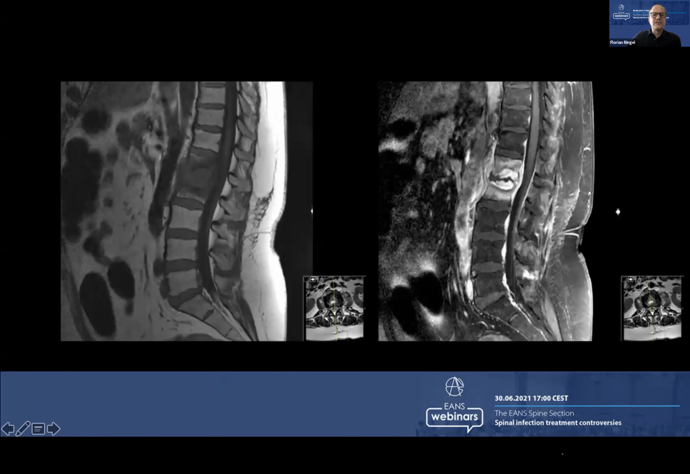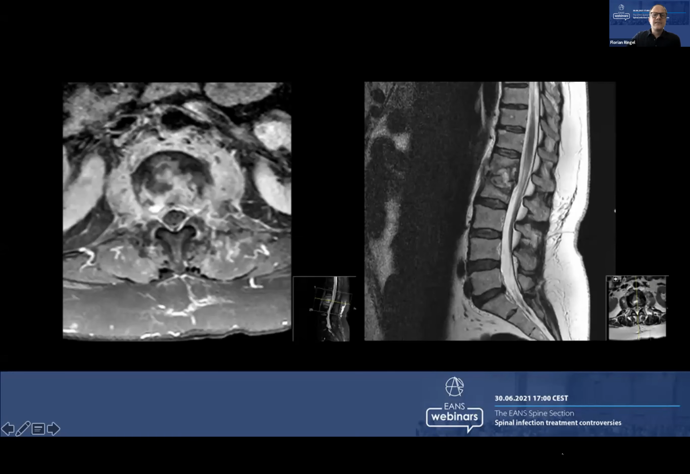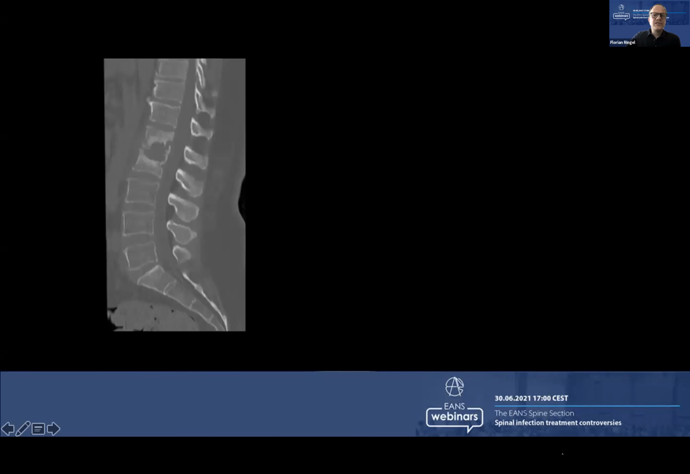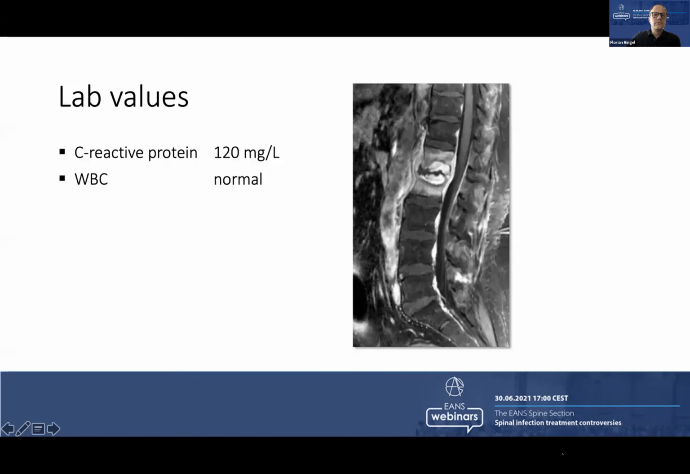And these are her images. This is a T1 non-contrast on the left side, T1 contrast on the right side, sagittal MRI. An axial MRI, T1 contrast, and a T2 sagittal on the right side. And we got a bone CT. This is her bone CT of the thoracolumbar junction, the lower thoracic spine, showing the defect in L1 and L2. And her lab values: a C-reactive protein of 120 milligrams per liter and a normal white blood cell count.